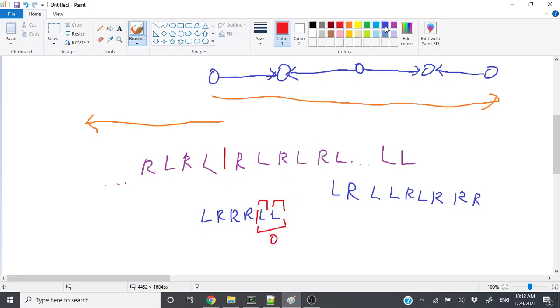And then whatever we can do here, let's say, for example, that this was an L. Then the best we can do here is if both of these match, then we can continue the sequence from here, and otherwise we can't.